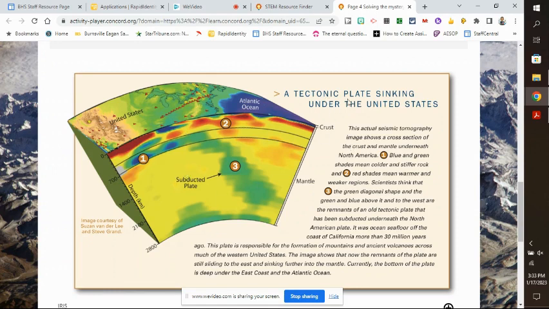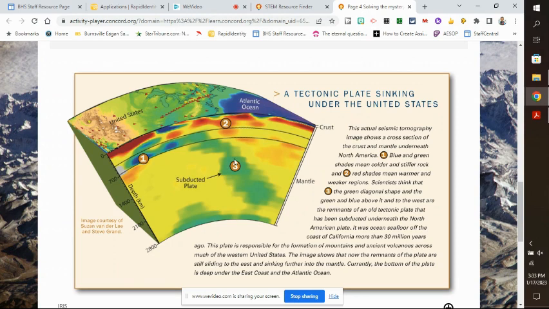It says that a tectonic plate is sinking under the United States. So here's the United States. And you have a subducted plate. So it says this actual seismic tomography image shows a cross-section of the crust and mantle underneath North America. Blue and green shades mean colder and stiffer rock. Okay, you can see some blue and green. And red shades mean warmer and weaker regions.